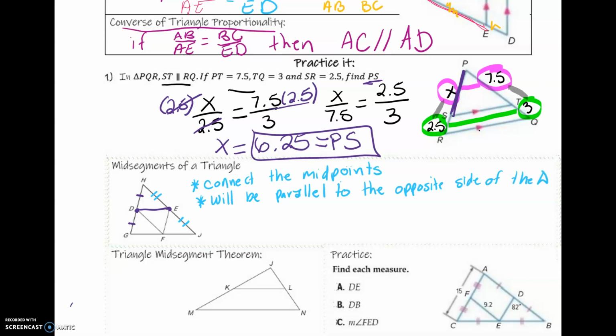So if you notice here, it shows that DE is a mid-segment, and that will be parallel to GJ. And then finally, it is half the size of the side that it's parallel to. So what that means is DE is half the size of GJ.